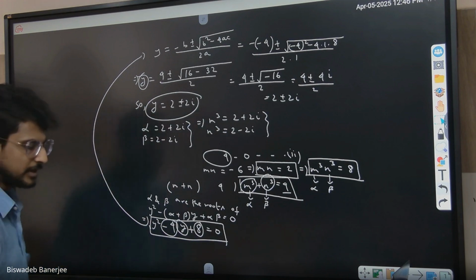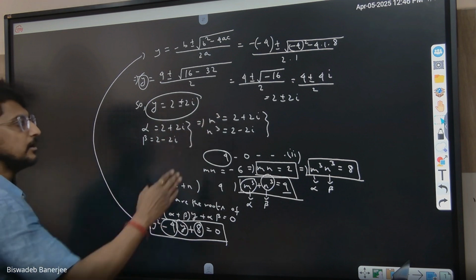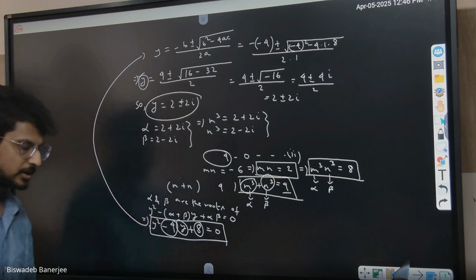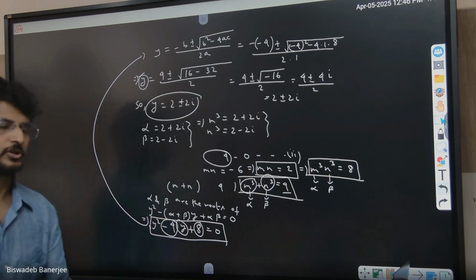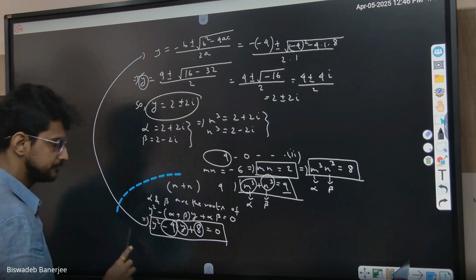Now how can we find m and n from this? From m cube equal to this and n cube equal to this, how can we find m and n? That is the main question here.